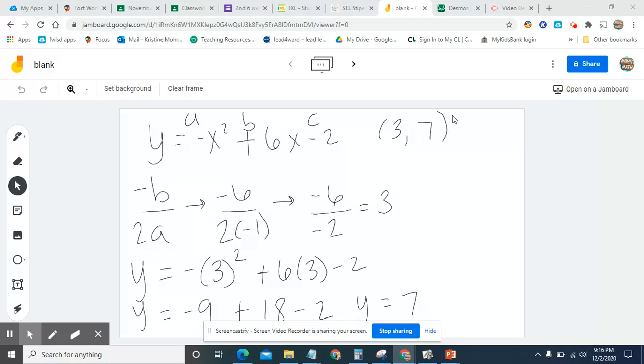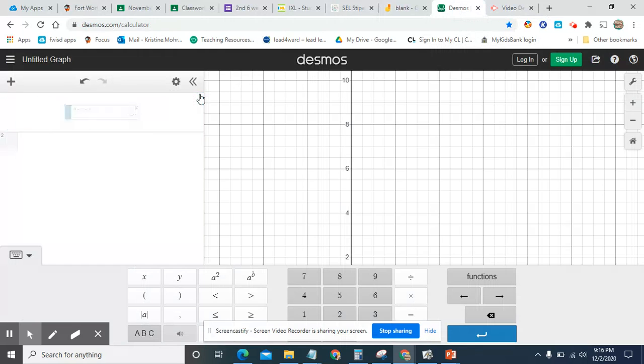I'm not sure if you are in person or if you're at home working, but either way, you have access to Desmos here. This is what I use for my kids in class, and I think it works wonderful. It's awesome, and it's free, and it'll graph everything for you. So if we just graph the initial equation, we should see that vertex be 3, 7. So let's check and just make sure that we have it correct.